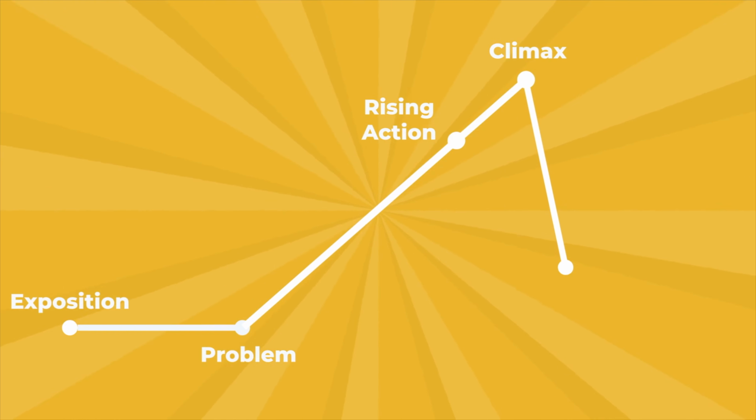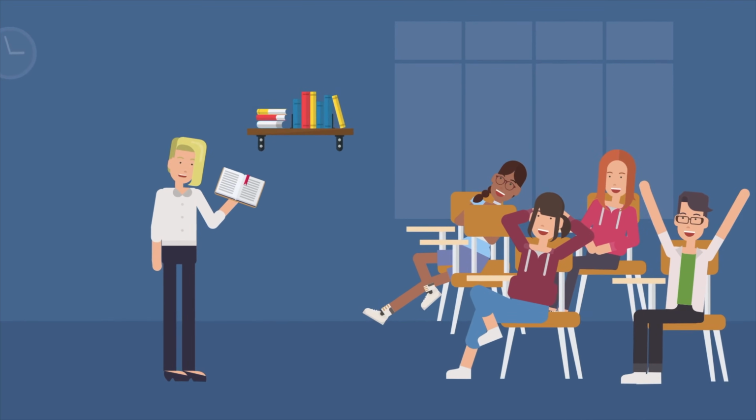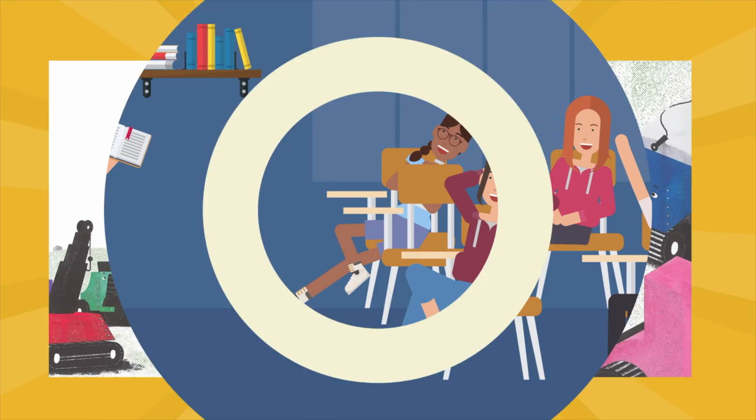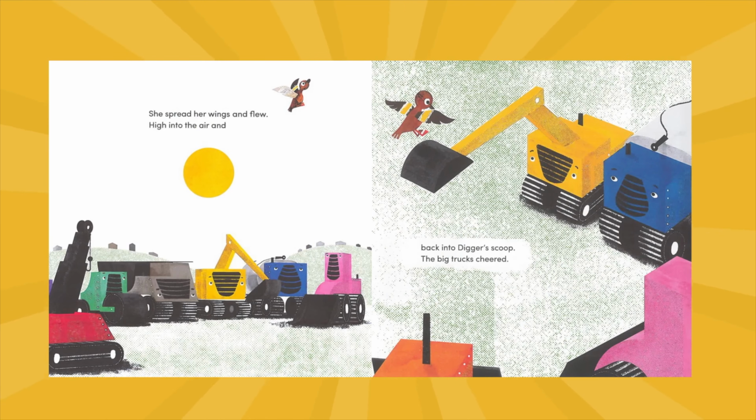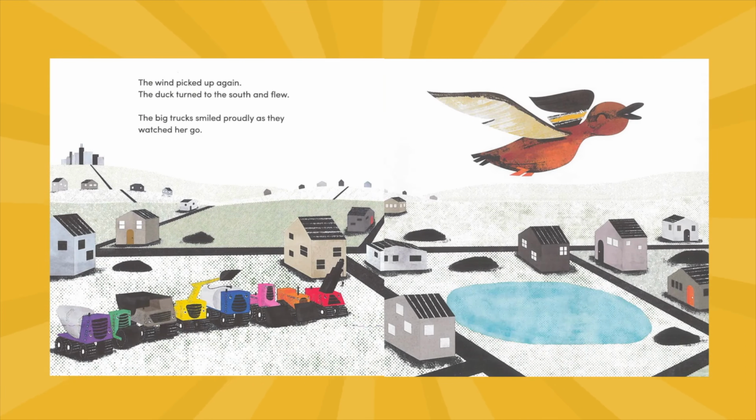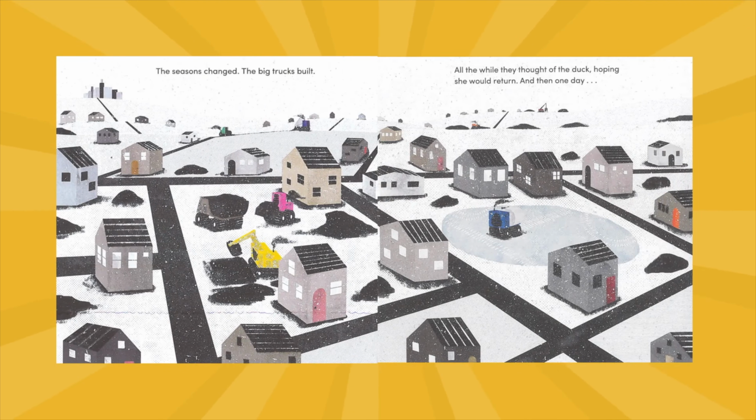Next, the falling action. This is where the story slows down. The problem has been solved and the characters are moving on. In our story, right before the duckling falls, she spreads her wings and flies. The trucks realize she's all grown up and encourage her to spread her wings and fly away. The duck leaves and the trucks go back to building. There's a sense of pride, but also sadness.